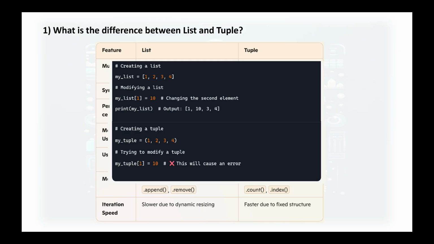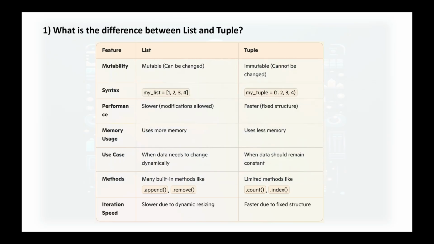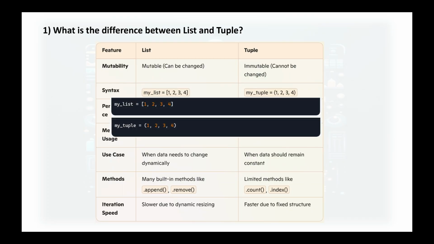Considering performance, tuples are faster than lists because they are immutable. Python optimizes tuples internally, making them consume less memory and improving performance when used for fixed data storage. Lists are slower because they allow modifications, requiring additional memory and computation when resizing and updating elements.